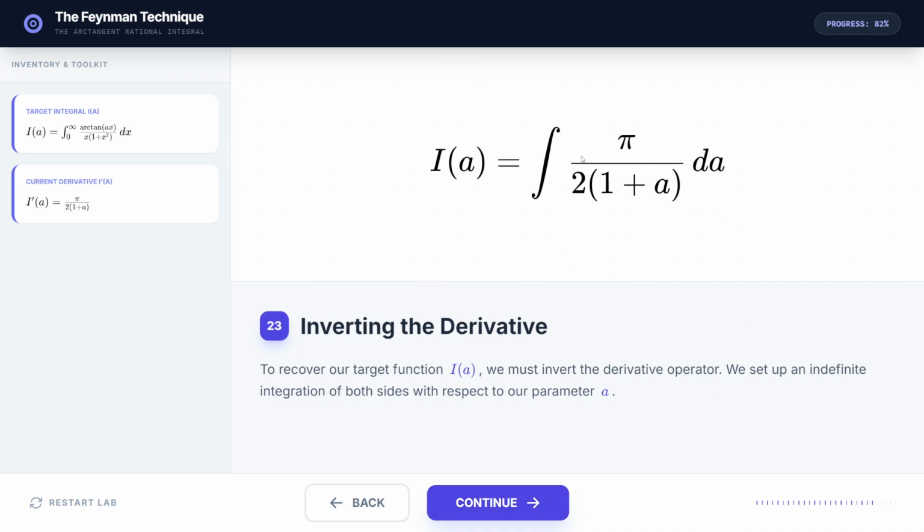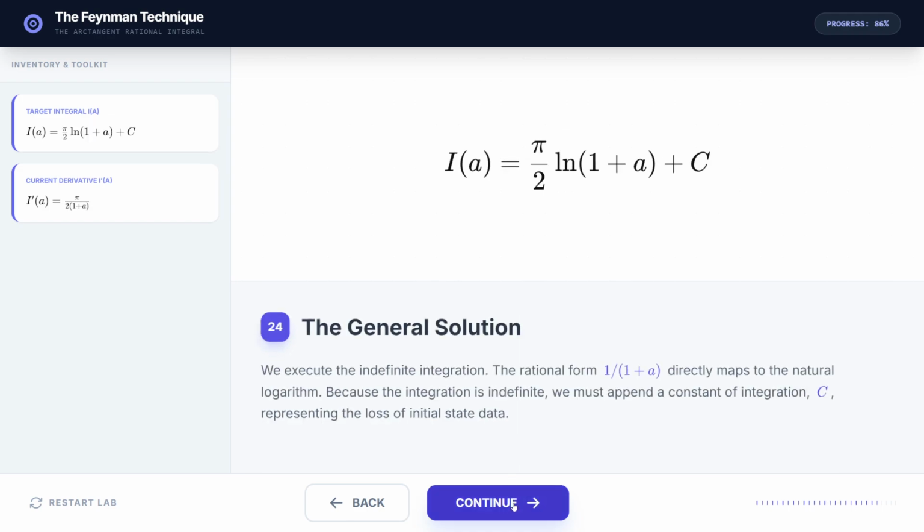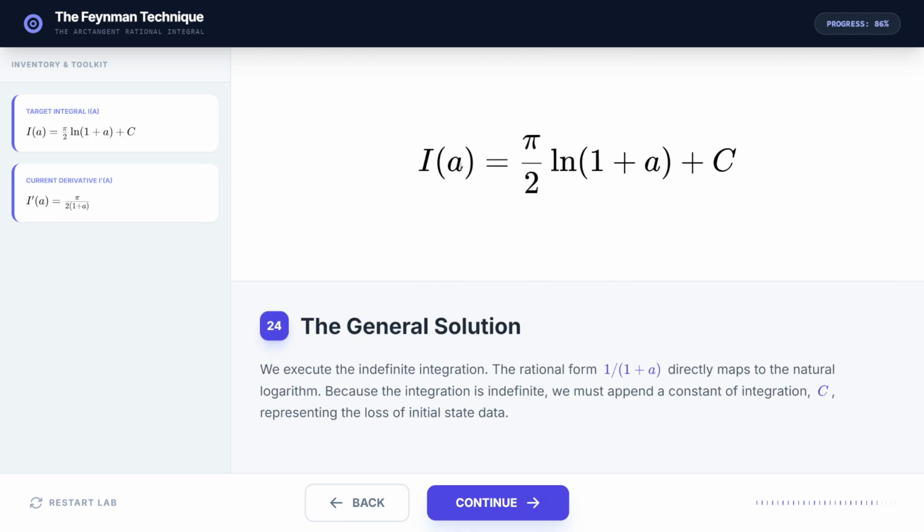All right, we can see that we have a pi over 2 as a constant. That comes out. And we have I of a is equal to pi over 2 natural log of 1 plus a, plus this annoying constant of integration that we have to solve for.